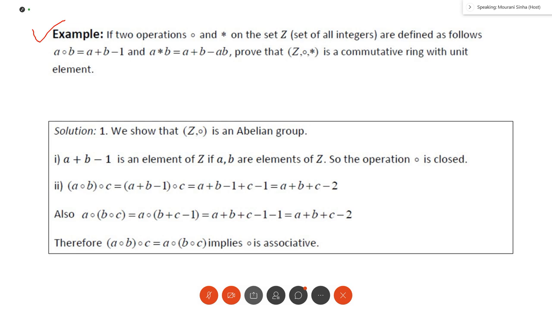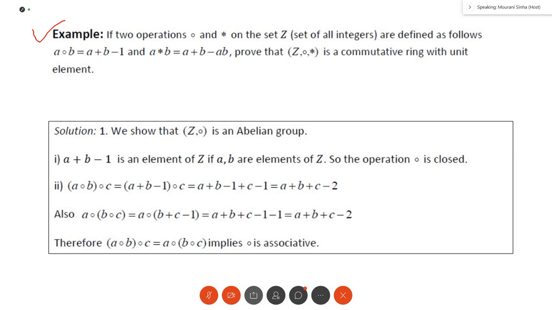You can look at here. The question says, if two operations O and star on the set Z of all integers are defined as follows. So I have taken here two operations, O and star. I am not saying if it is addition or multiplication or whatever it is. And I have considered capital Z as the set of all integers.